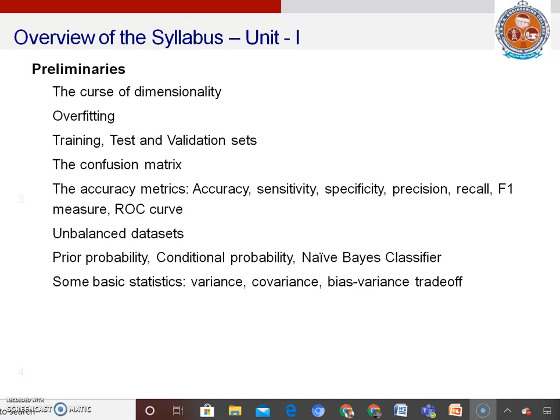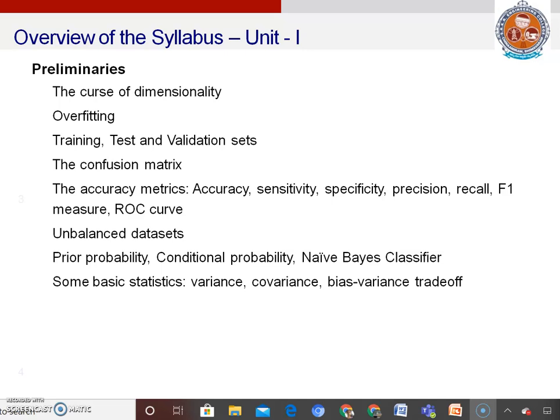We also learn how to split the data into a training set, which is used to build the model, a validation set, which is used for hyperparameter tuning, and a test set, which is used to evaluate the model. Then we learn about the confusion matrix, how to construct it, and how we can use it to evaluate the model. How to use the values of the confusion matrix in calculating various evaluation metrics like accuracy, sensitivity, specificity, precision, recall, and F1 measure. Then what the ROC curve is and how it can be used for comparing different classifiers.